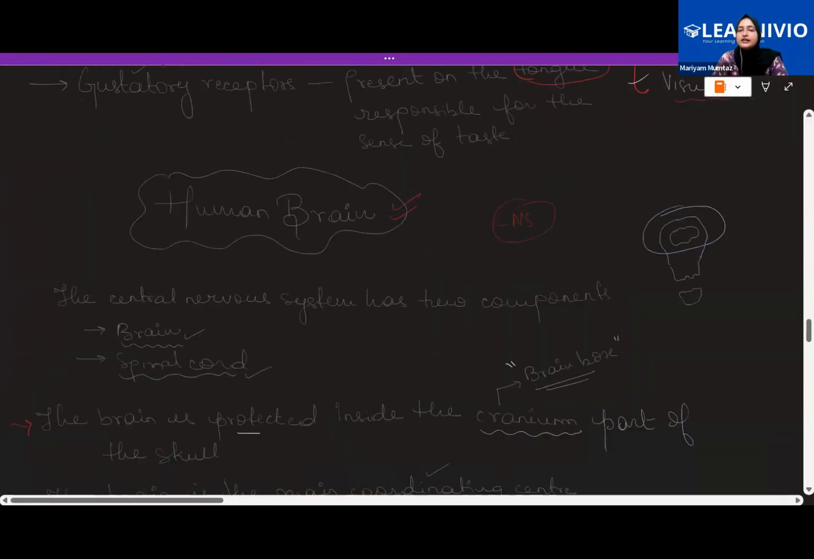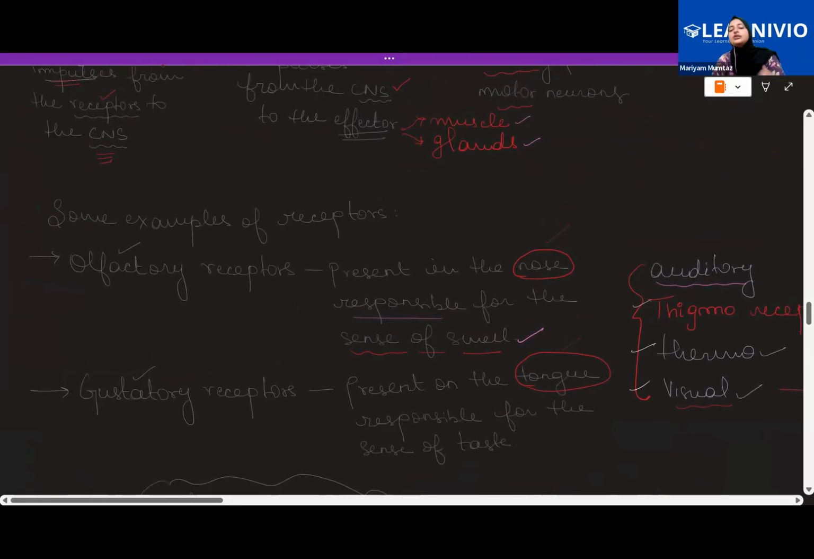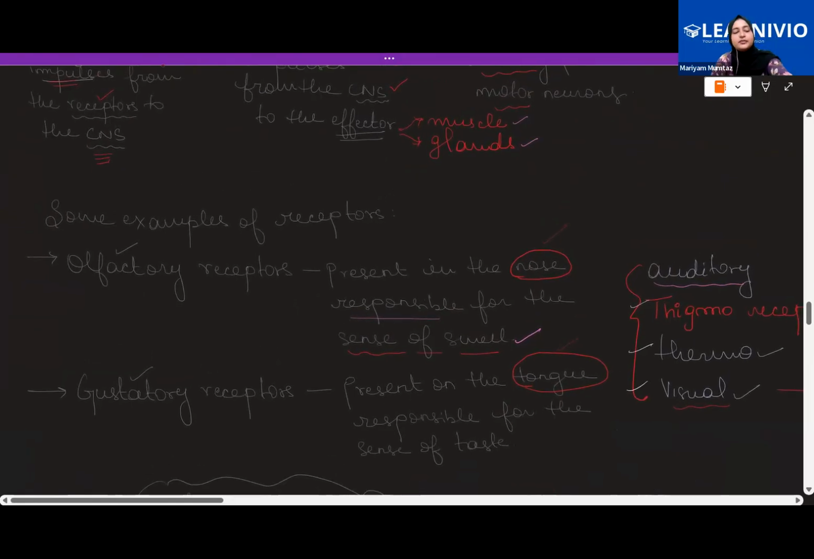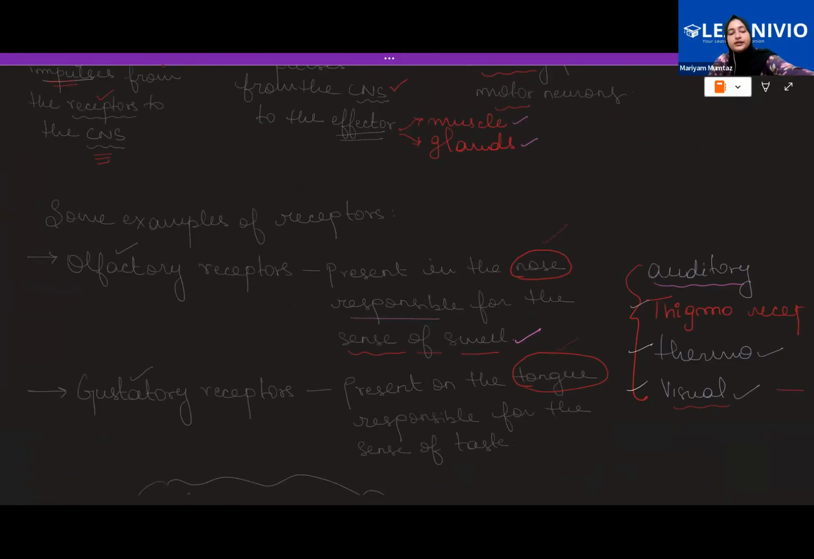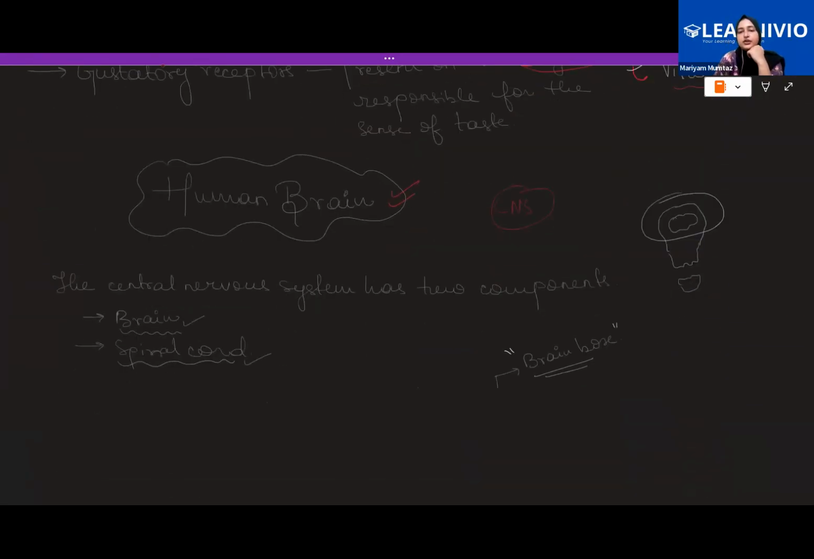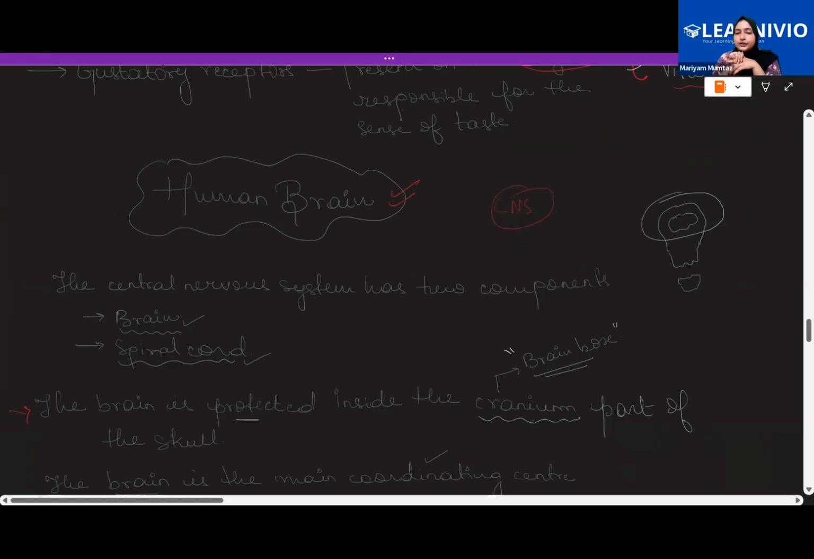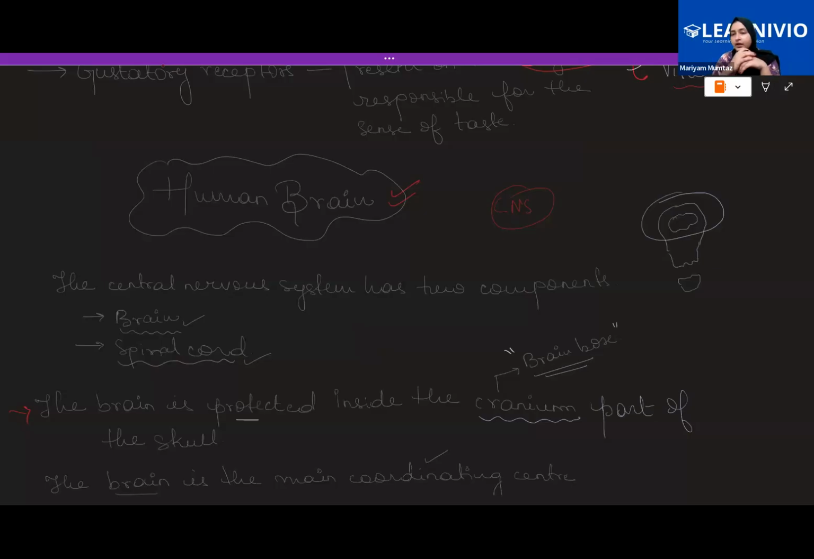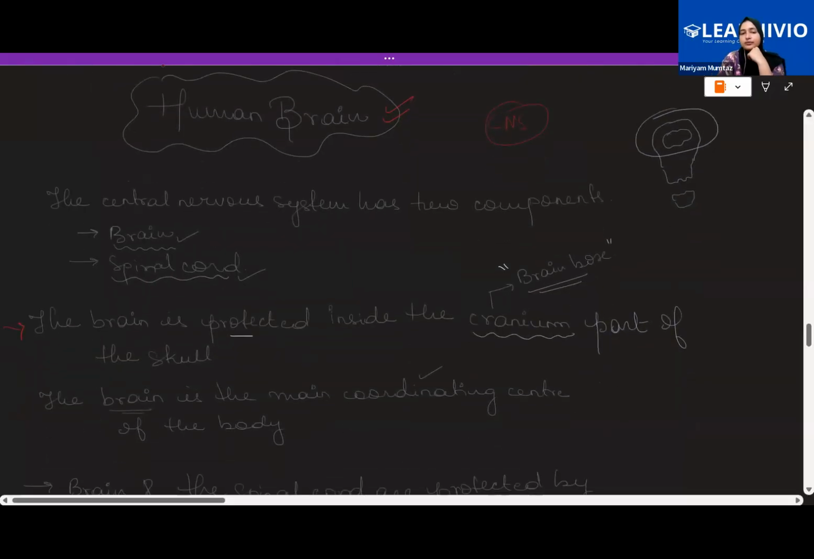Now, this was all there is to know about the introduction and the different parts that make the nervous system what it is. Furthermore, we will talk about the component of the central nervous system, that is the human brain. Now, see, the human brain is the main coordinating center of our body. Whatever happens in our body, whatever you think, whatever you are, it's because of the brain. The central nervous system has two components, the brain and the spinal cord.